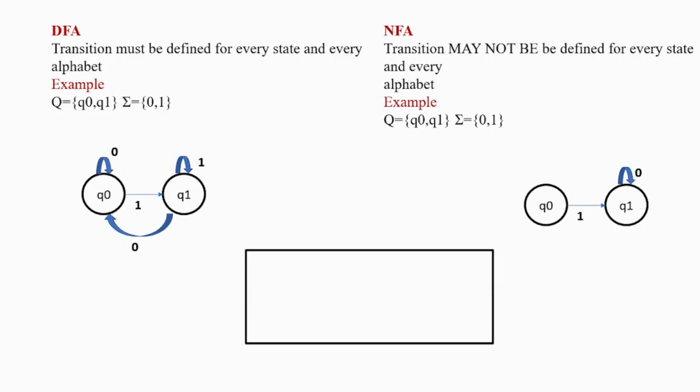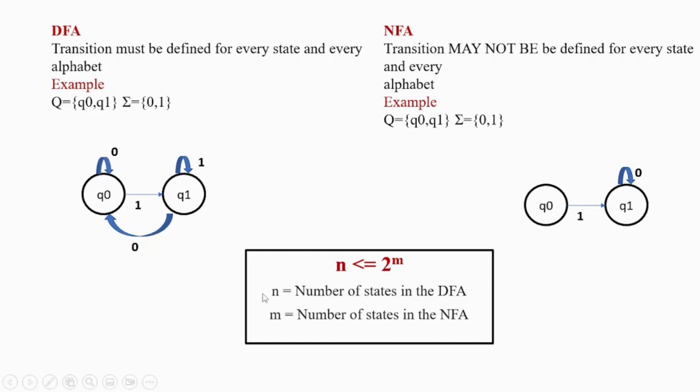The other important point that you need to remember while converting the given NFA to DFA is N should always be less than or equal to 2^M, where N is the number of states in the DFA and M is the number of states in the NFA. This is the condition which must be followed always. Let's see the example how to convert the NFA to DFA.